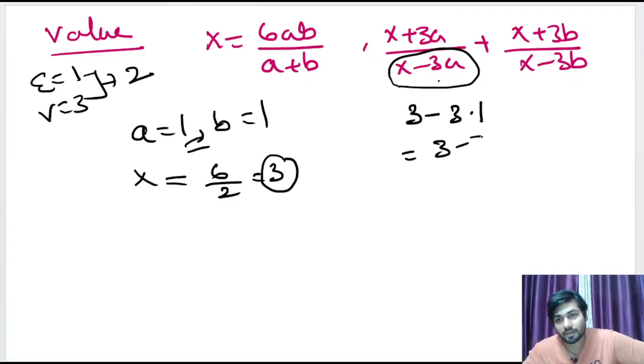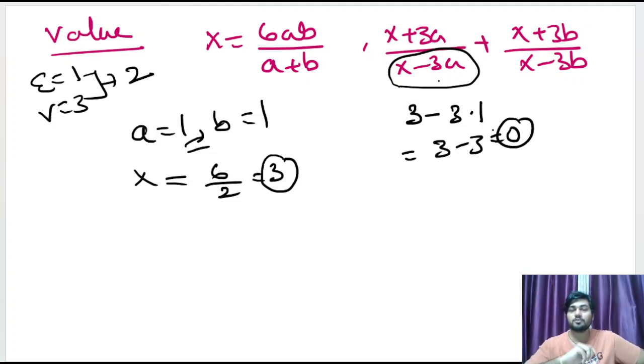So this will give me 3 minus 3, that will be 0, and if 0 comes into the denominator, the function will be undefined at that point, which means we cannot take the values a equals 1 and b equals 1. You will have to keep it in your mind. When I explained the value putting method, I explained that at any point if the function becomes undefined, you should just cancel those values. You should not go further with those values, because it will make your function undefined.